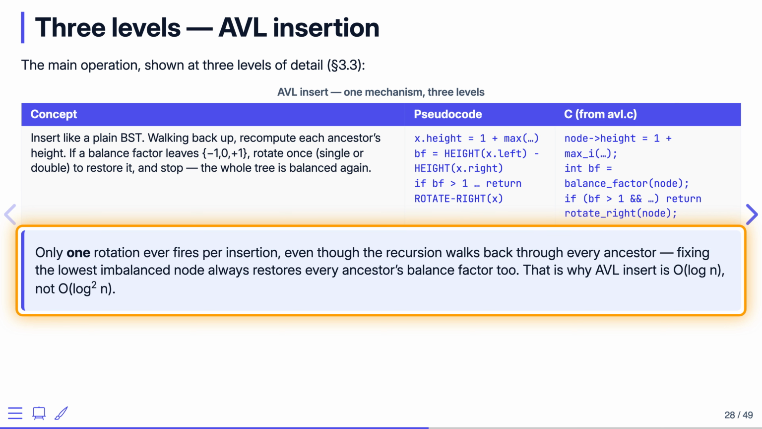The key point: only 1 rotation ever fires per insert, even though the recursion walks through every ancestor. Fixing the lowest broken node fixes all of them. That is why AVL insert is big O of log n, not big O of log squared n.